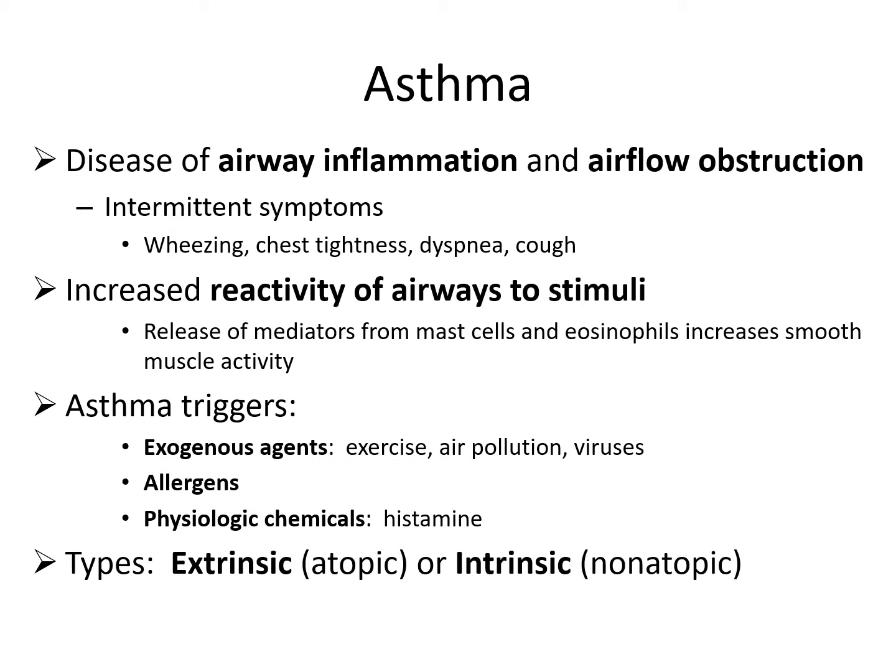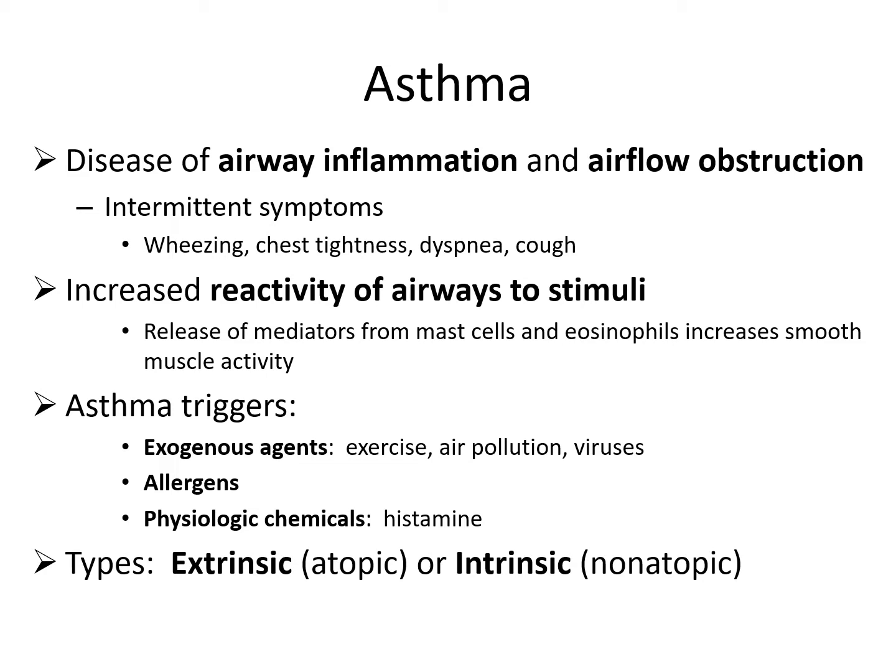So what are these triggers? What is it that triggers these asthma attacks and this contraction of the smooth muscle in the airway? We've got different types. One is what we call exogenous agents. These are things like exercise, air pollution, viruses, so infectious agents. These are triggers of bronchiolar constriction.